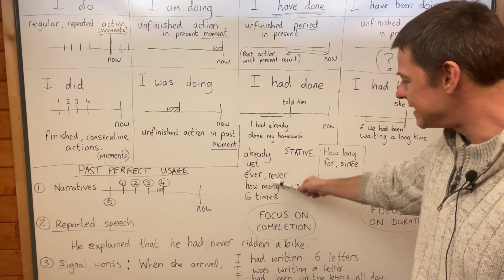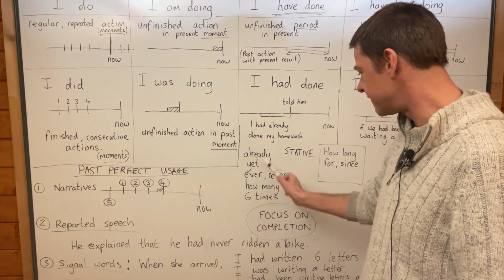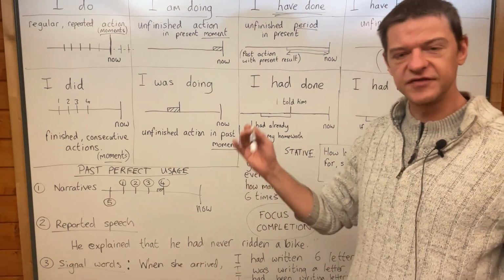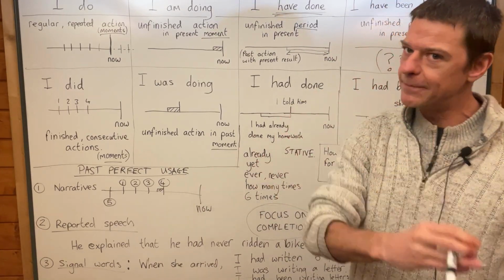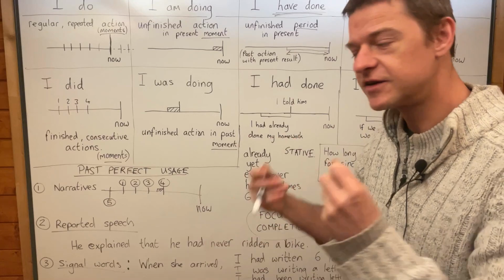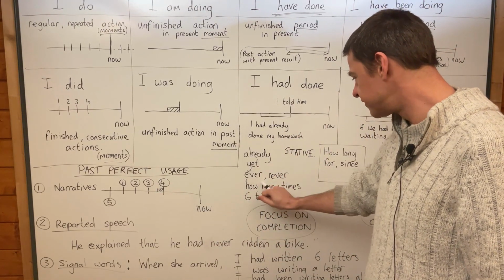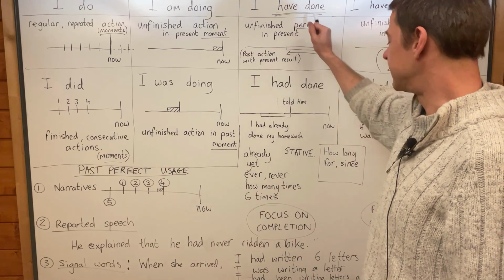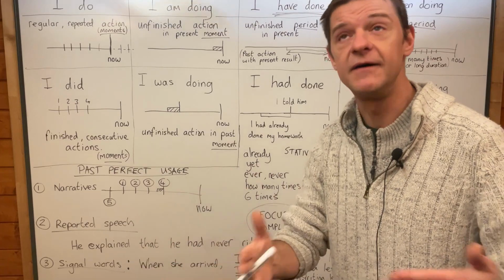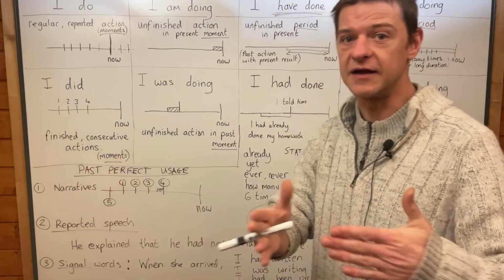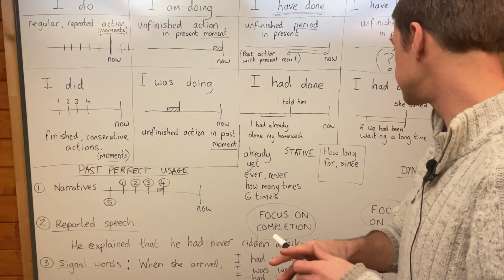And even these, they do kind of refer to an unfinished period because it's something in the past that has a present significance, something that happened in the past that still has some significance now. So that's why all of these words are also present perfect words. They all refer to an unfinished period. When you say never, you're referring to the whole of your life, so you're referring to an unfinished period because your life has not finished.